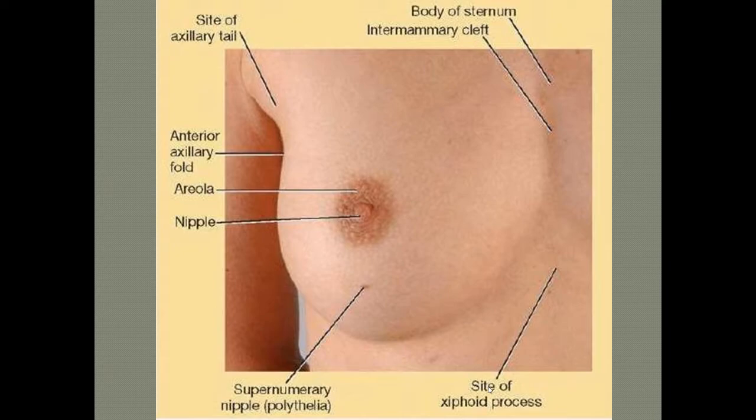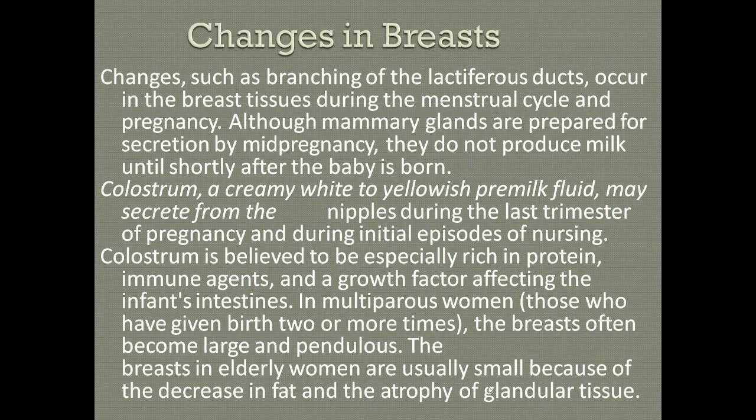So we can see this is the breast, and changes such as branching of the lactiferous ducts occur in the breast tissue during the menstrual cycle and pregnancy. Although mammary glands are prepared for secretion by mid-pregnancy, they do not produce milk until shortly after the baby is born. Colostrum is a creamy substance that may secrete from the nipple during the last trimester of pregnancy and during initial episodes of nursing.